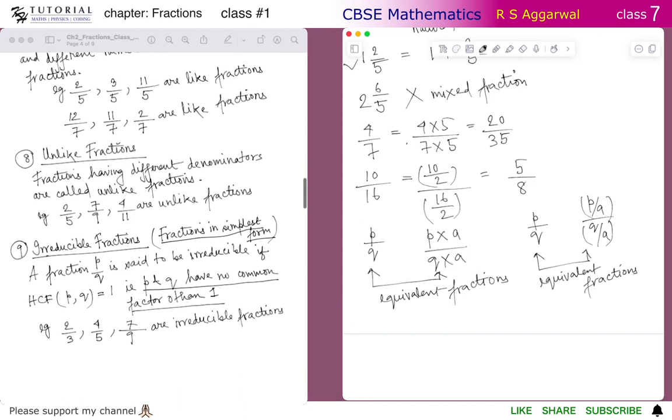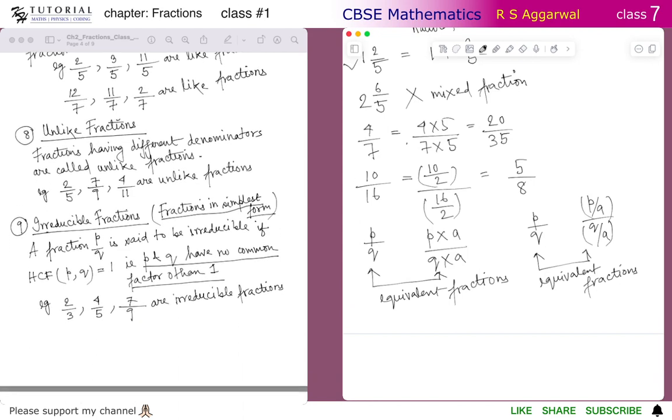Now, what are unlike fractions? Fractions having different denominators are called unlike fractions. If two fractions have different denominators, then they are unlike fractions. For example, 2 by 5 and 7 by 9 are unlike fractions because the denominators 5 and 9 are different. Similarly, 7 by 9 and 4 by 11 are unlike fractions because the denominators 9 and 11 are different.